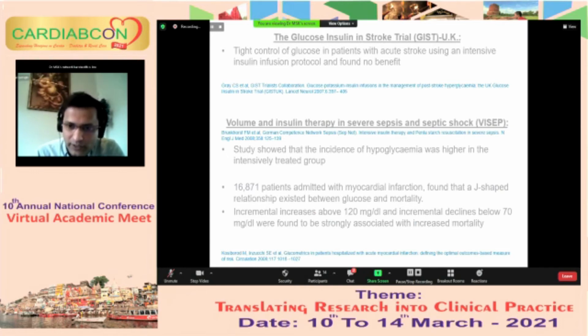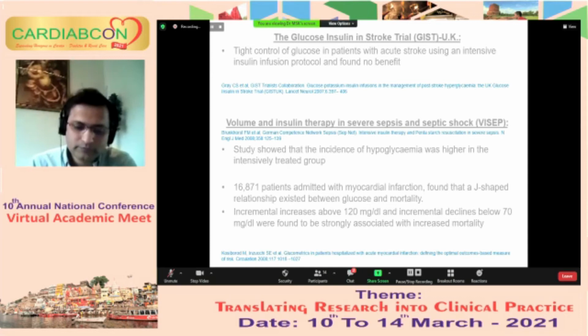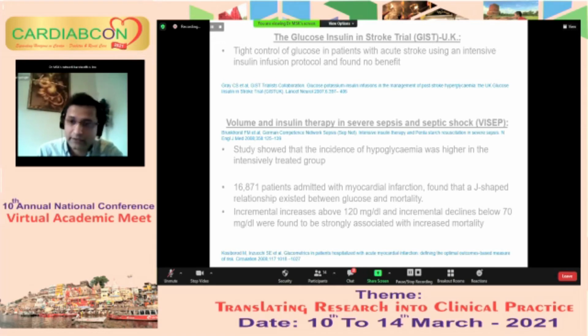A similar trial was carried out in sepsis patients. Quite a large number of patients were involved, nearly 16,000. And this showed a higher incidence of hypoglycemia in the patients who were treated intensively. So chasing the blood glucose level doesn't work in the patient's favor. It might make the clinicians happy, but there is always damage happening in the background, which we all should be aware of.